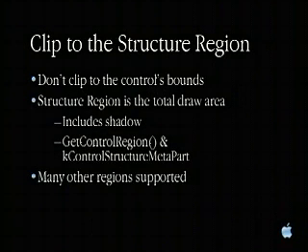And this lets the control tell you, hey, you know what, I draw all over this area of the screen. And this region is going to include not only the sort of opaque structure, but it'll also include the shadow pixels and things like that. So if you make sure to clip to this structure region, you will let the control draw as much as it needs to draw.